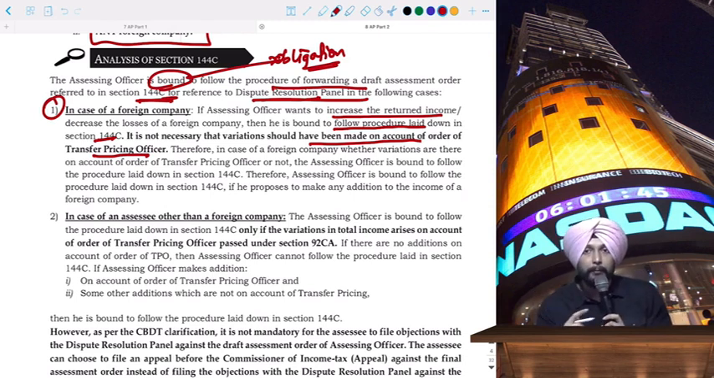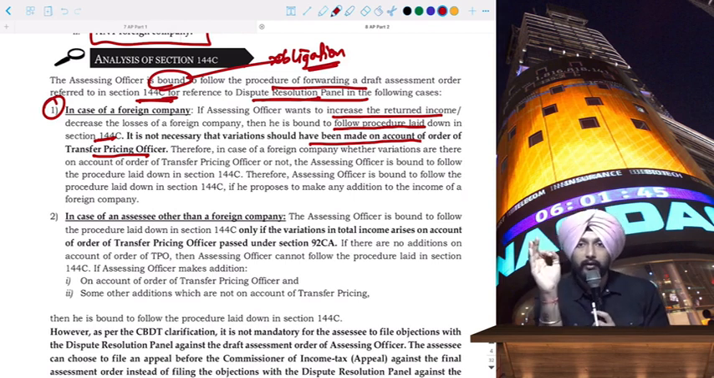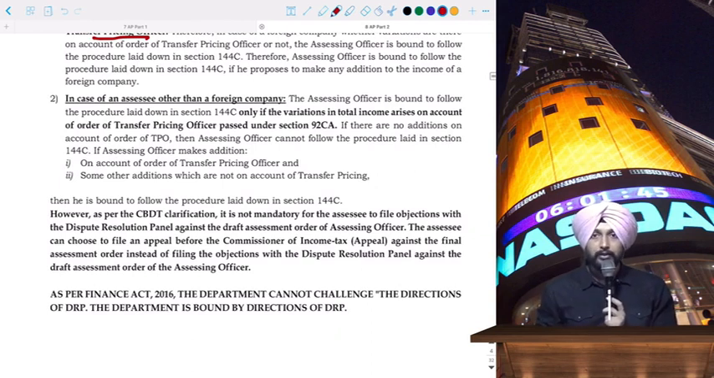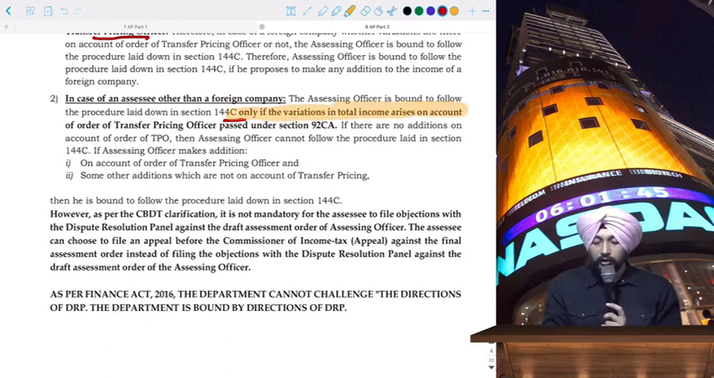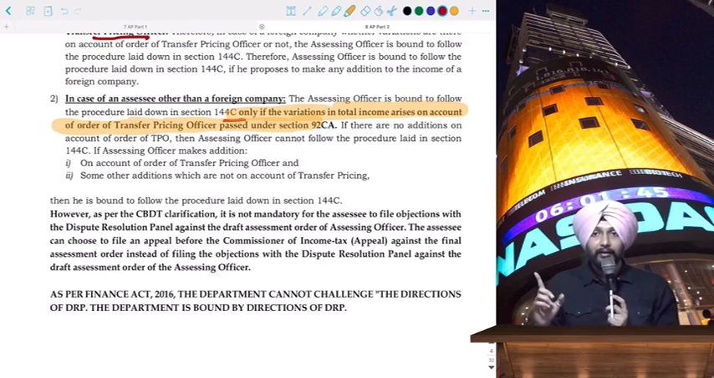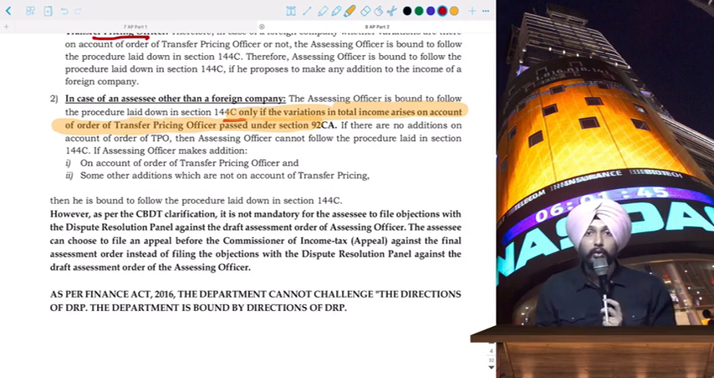So in case of a foreign company, the crux of the discussion is that whether the revision is done by the assessing officer on his own motion or based on the transfer pricing officer's report does not matter. In all the cases, they have to follow the procedures laid down in section 144C. Remember that. In case of any other SSE, the assessing officer is bound to follow the procedures laid down in 144C only if the variation in the total income arises on account of the order of the transfer pricing officer passed under section 92CA. In case of any SSE other than a foreign company, only if the modification of the return happens on account of the report of the TPO does the assessing officer have to follow the procedure laid down in 144C.